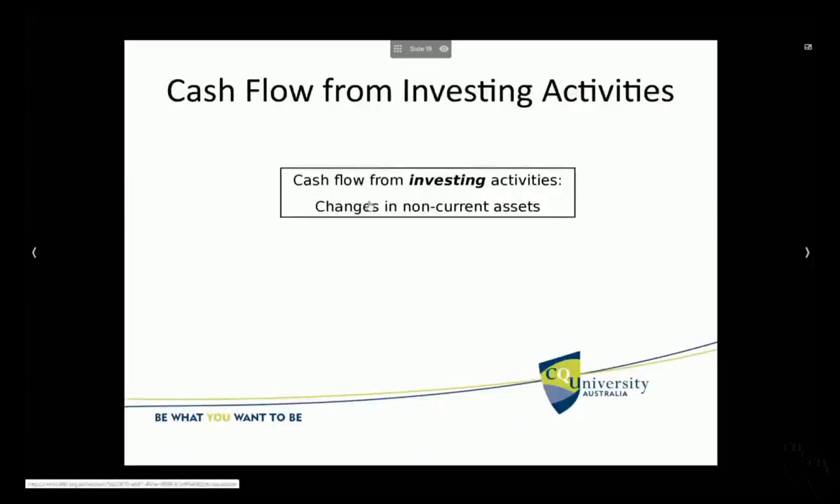Calculating cash flow from investing and financing activities is basically the same as the direct method for calculating cash flow from operating activities, okay? So with changes in the cash flow from investing activities, we look at the changes in non-current assets. Remember in week 8 when I did the lecture on non-current assets, non-current assets are those where we expect to gain a future economic benefit in the longer term, post 12 months.